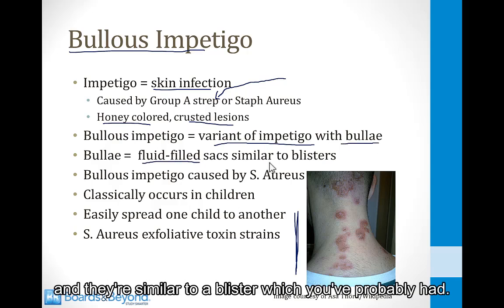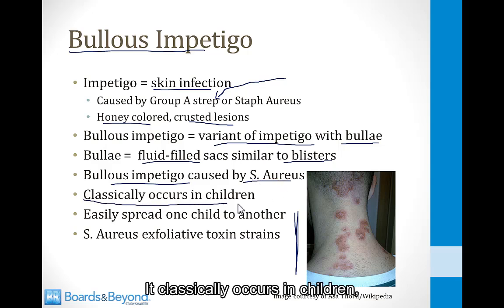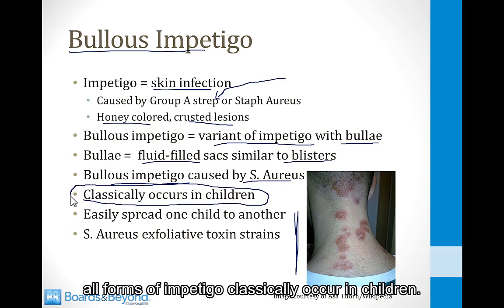Bullous impetigo is a variant of impetigo in which people get bullae, so recall that bullae are fluid-filled sacs, and they're similar to a blister, which you've probably had. And the bullous version of impetigo is caused by Staph aureus. It classically occurs in children. All forms of impetigo classically occur in children.